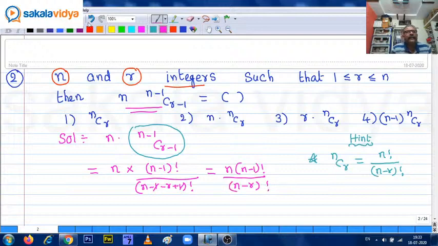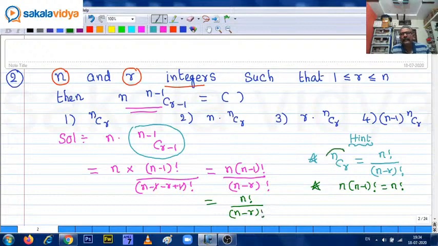Here we have a very interesting factor. Factorial has the shifting nature. N into N minus 1 factorial is nothing but N factorial. Now the numerator is replaced by N factorial upon N minus R factorial. It is nothing but the definition of NCR only. So this equals NCR. That means the first option is the right option. All of you check here.